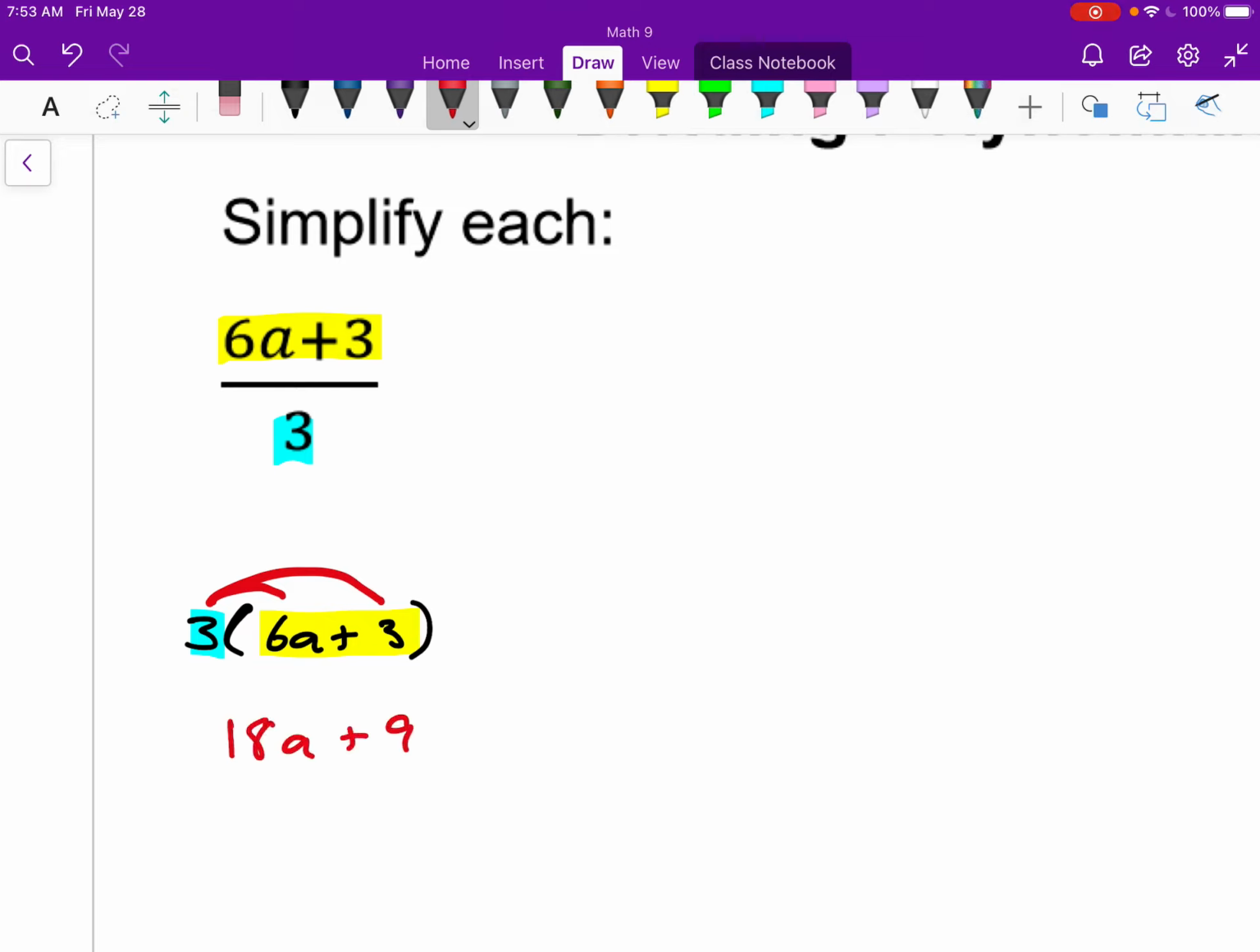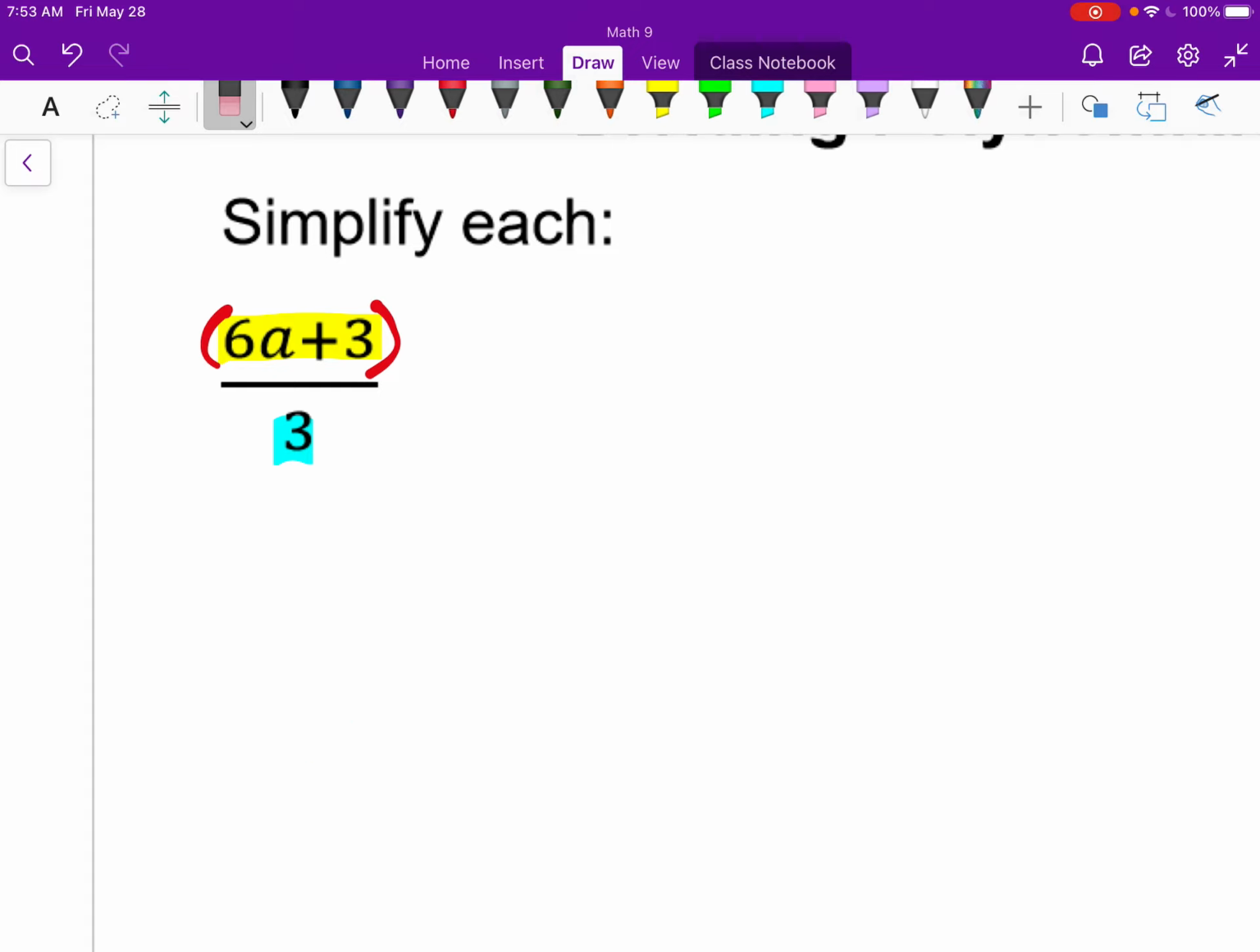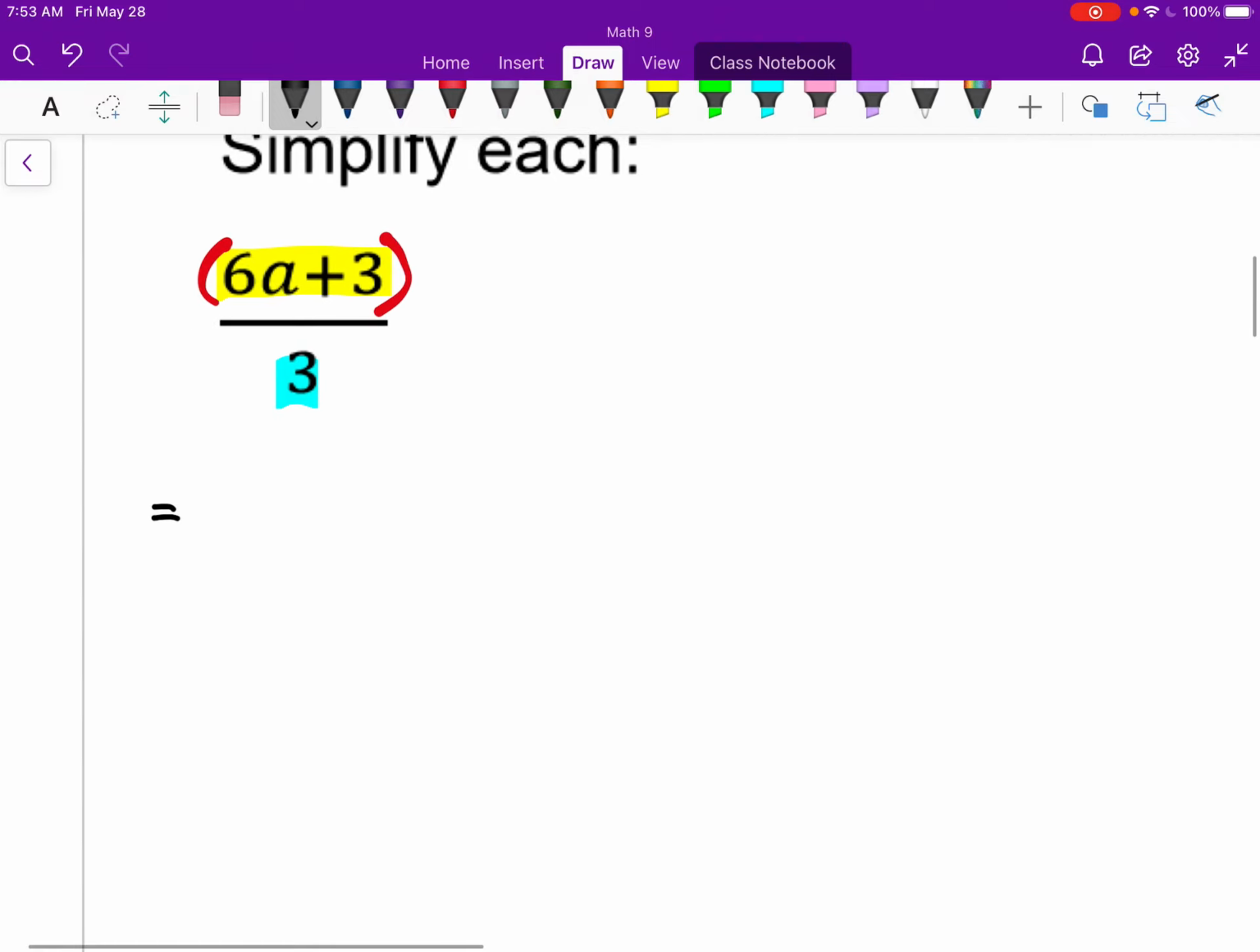Well, same idea here, except everything inside 6a plus 3 is being divided by 3. And so one way we can make this more clear is literally break this up into two smaller fractions. So instead of 6a plus 3 all divided by 3, I can write it as 6a divided by 3 plus 3 divided by 3. That's essentially what this means.